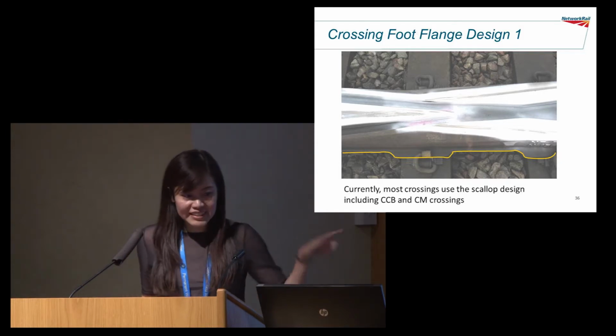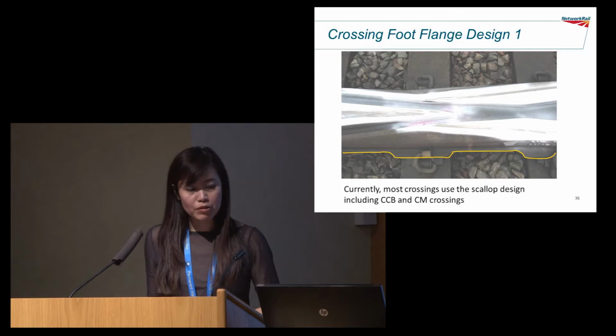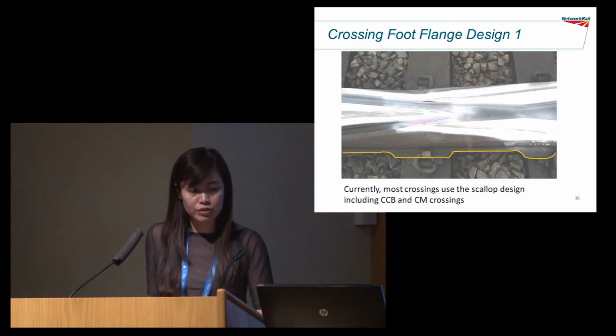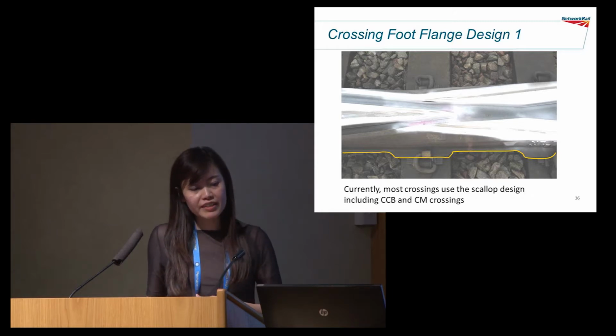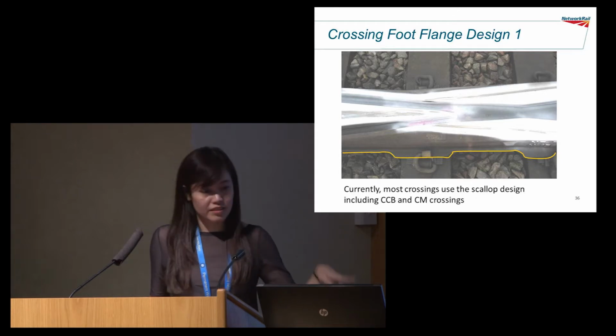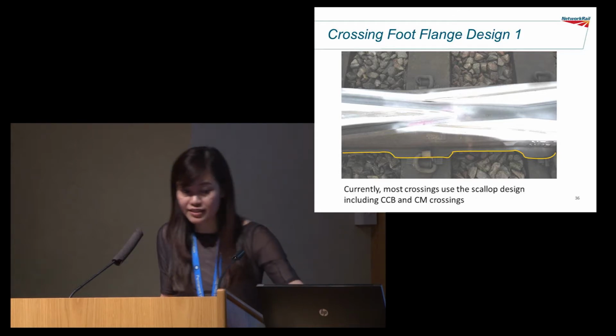We have this scallop design for most of our crossings, cast center block ones and cast monoblock crossings. We're finding that cracks are forming where the scallop goes in. So can we change that design?